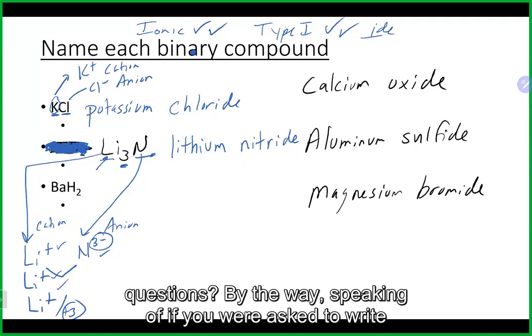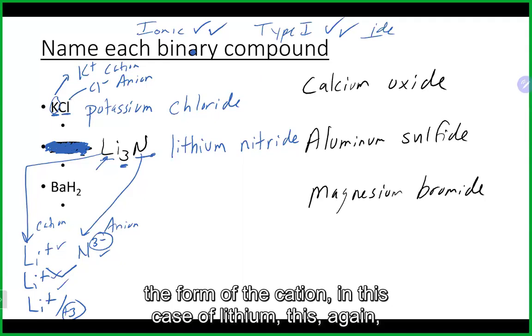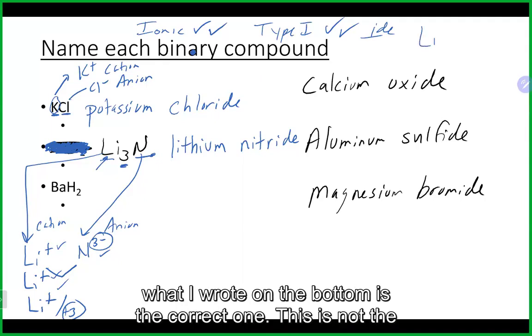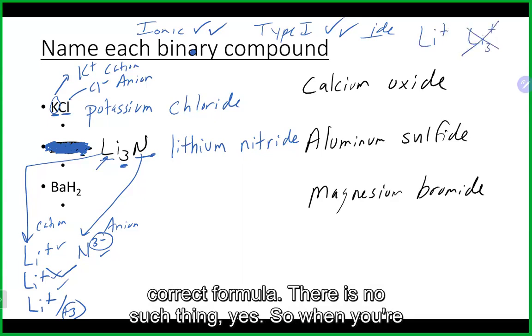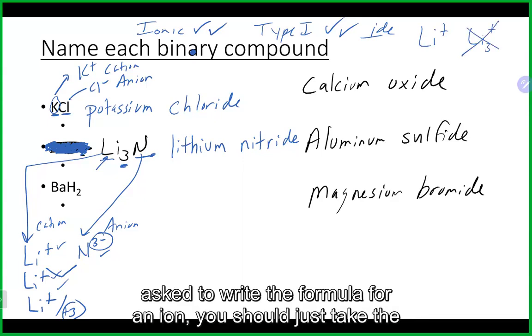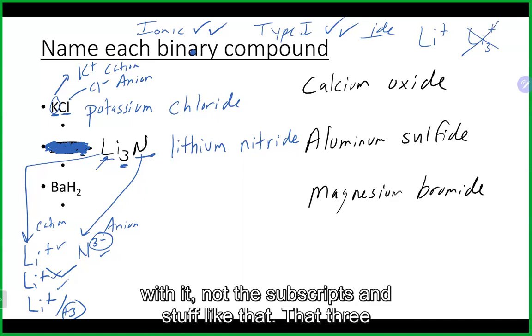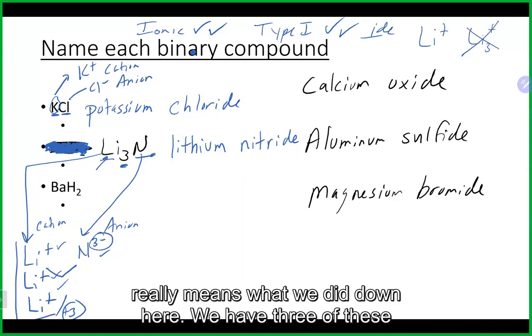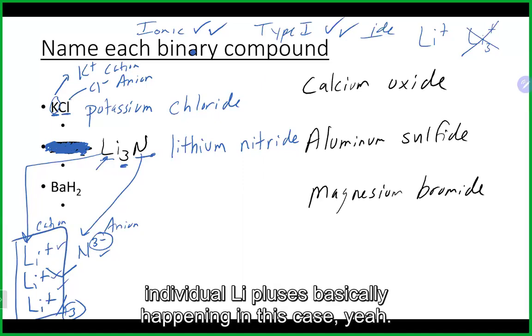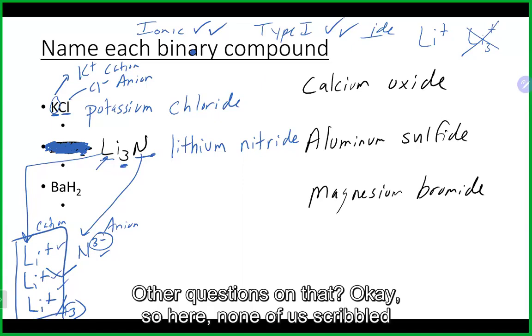All right. By the way, speaking of which, if you were asked to write the formula of the cation, in this case of lithium, what I wrote on the bottom is the correct one. This is not the correct formula. There is no such thing, yes? When you're asked to write the formula for an ion, you should just take the one ion by itself and the appropriate charge that goes with it, not the subscripts and stuff like that. That 3 really means what we did down here. We have 3 of these individual Li pluses in this case, yeah? Other questions on that? Okay.